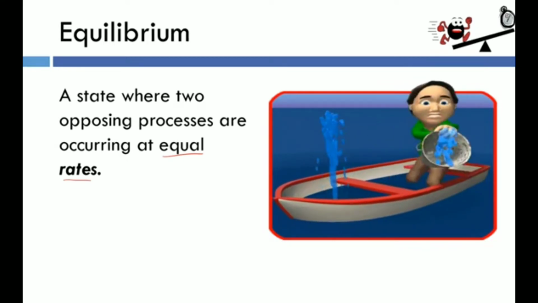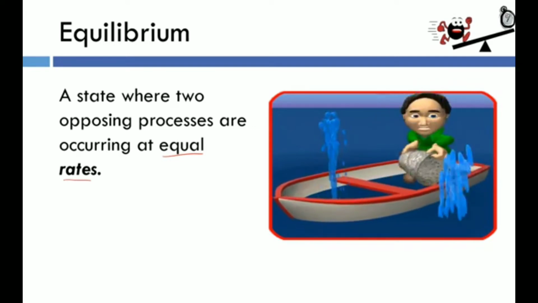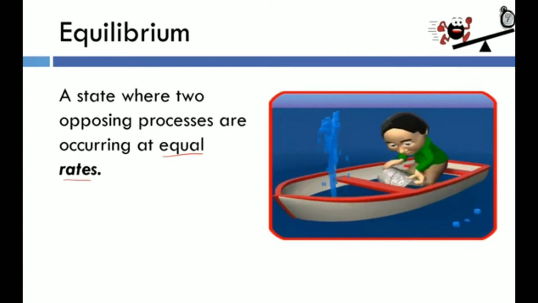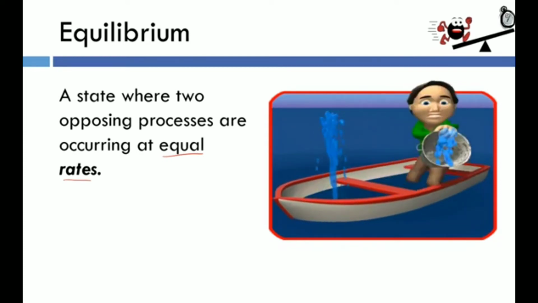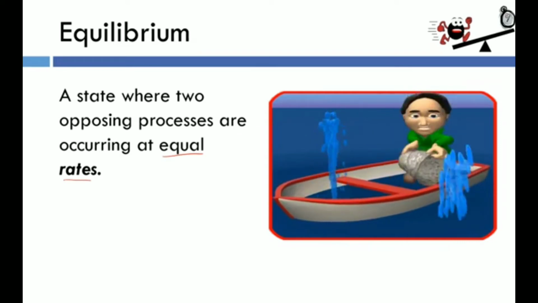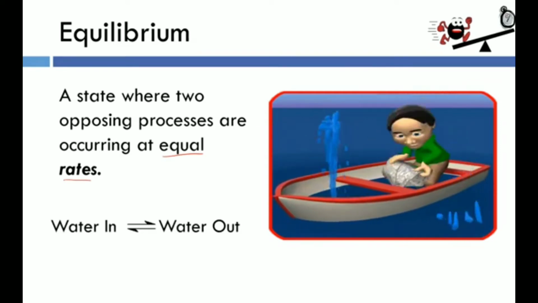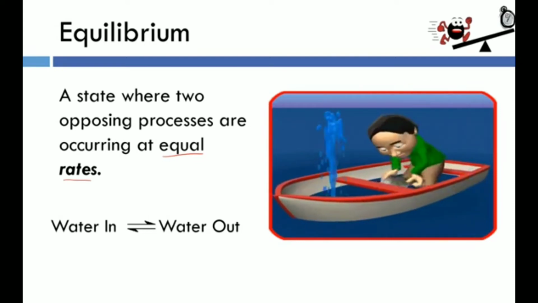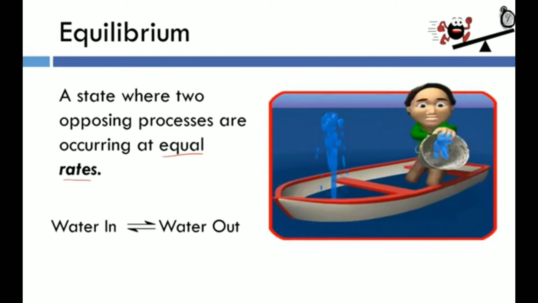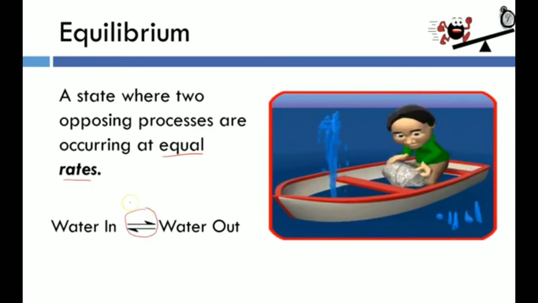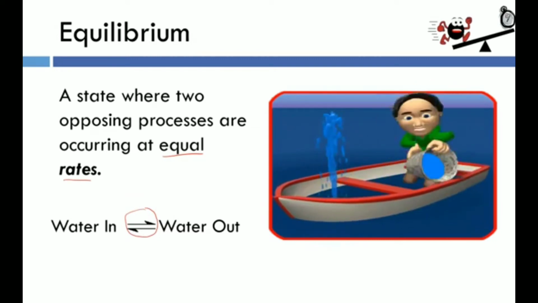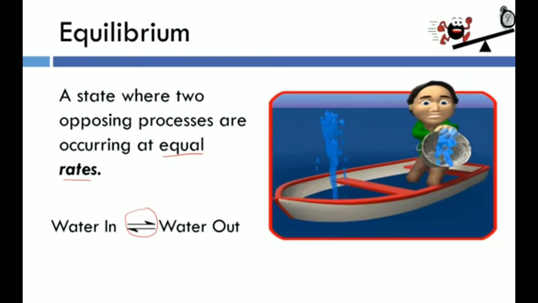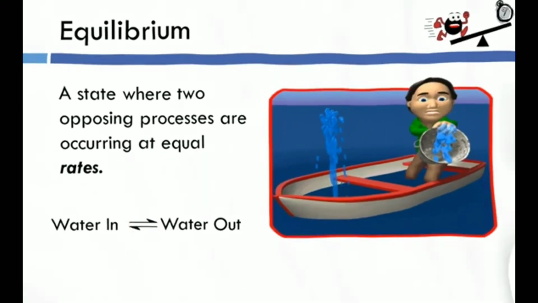So systems at equilibrium look like nothing is changing. The overall net change is zero because the rates of the reaction are equal, but there is still constant change going on. They just are occurring at equal rates. When we have reversible reactions, we tend to use a double-headed arrow to indicate that the reaction can occur forward, in this case, water in to water out. We know this is forward because we read from left to right. And a reaction can occur in reverse, or right to left, in this case, water out to water in.